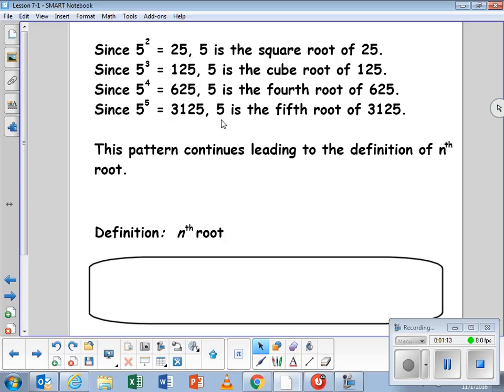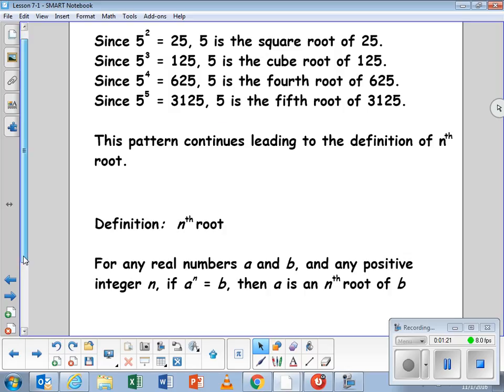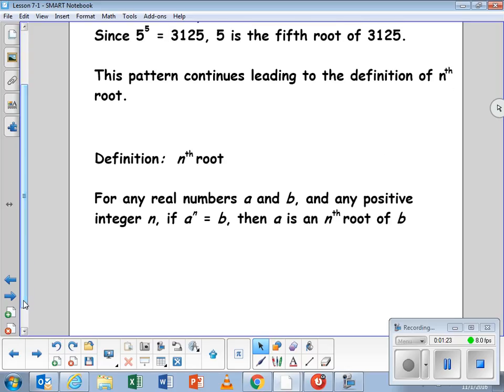You're welcome. Okay. So this pattern continues, leading to the definition of the nth root, which says, in symbols, for any real numbers a and b, and any positive integer n, if a to the n is equal to b, then a is the nth root of b. That's our definition of the nth root.